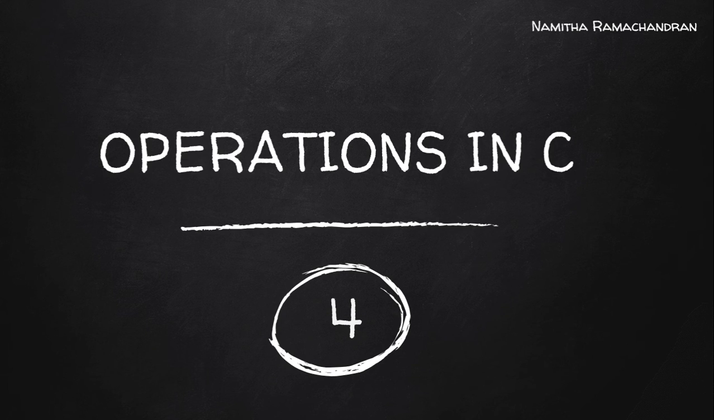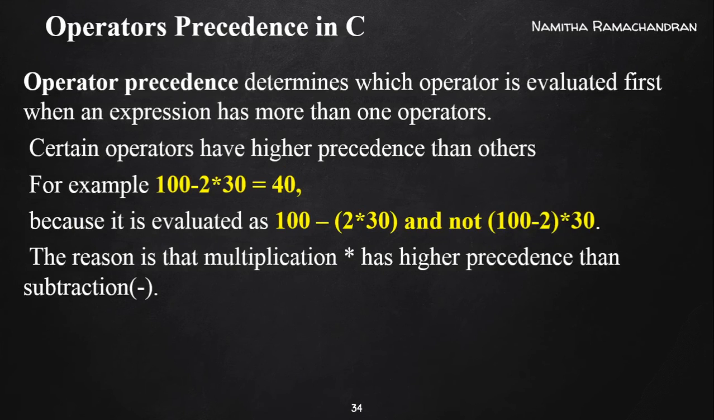In this video, we will discuss the properties of C operations, like operator precedence and associativity. Operator precedence determines which operator is evaluated first when an expression has more than one operator. Suppose an expression has more than one operator. In such a situation, the operator precedence determines which operator is to be evaluated first.